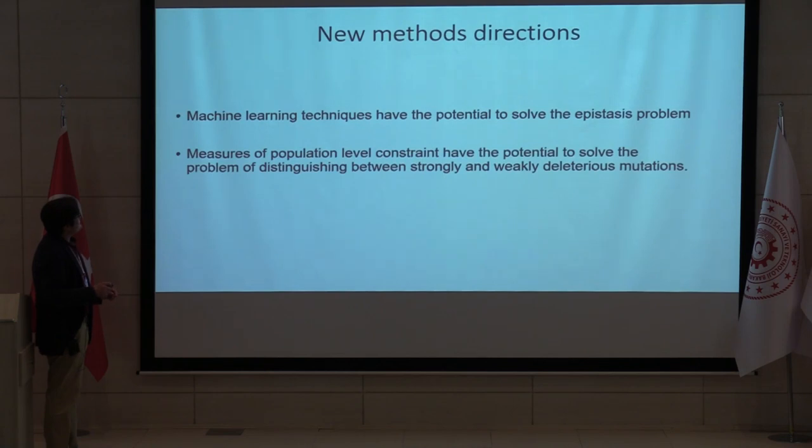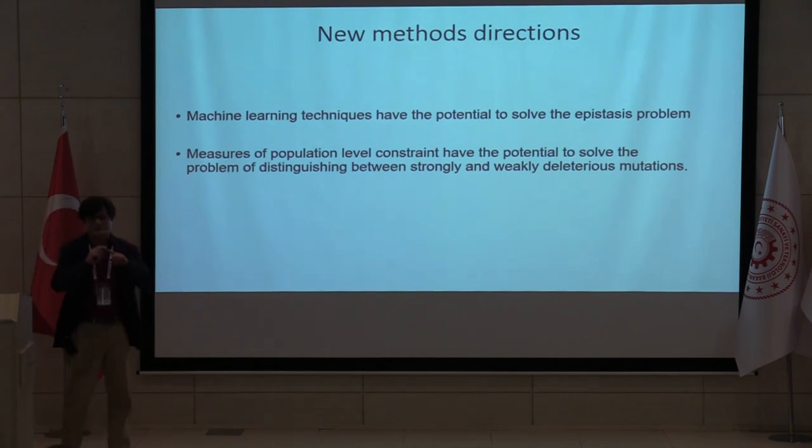There are new methods. So we're working on the population level constraint measures. This is too early to present. And we hope that we can resolve the problem of distinguishing between strongly and weakly deleterious mutations. And now there is a booming of machine learning techniques. They try to solve the problem of interactions because this is what they are learning, right? So ideally, large language models learn interactions.